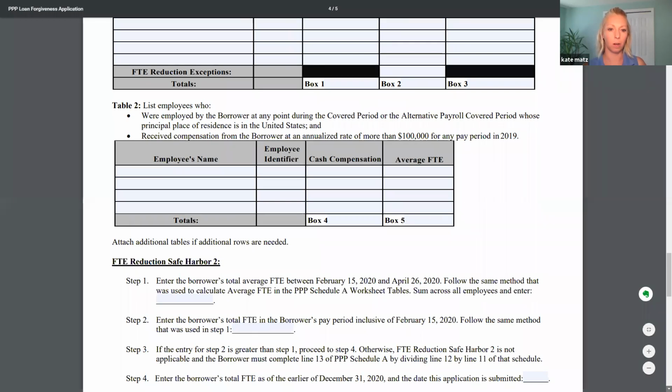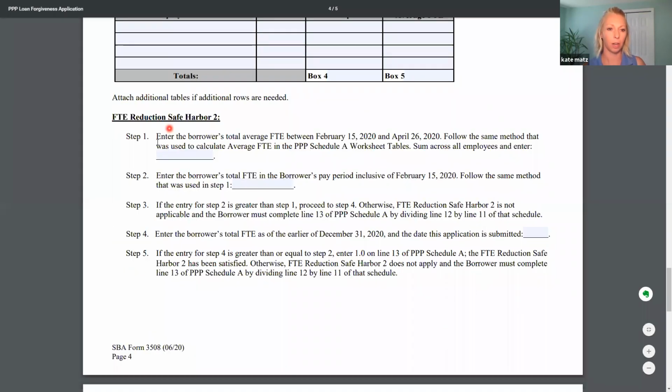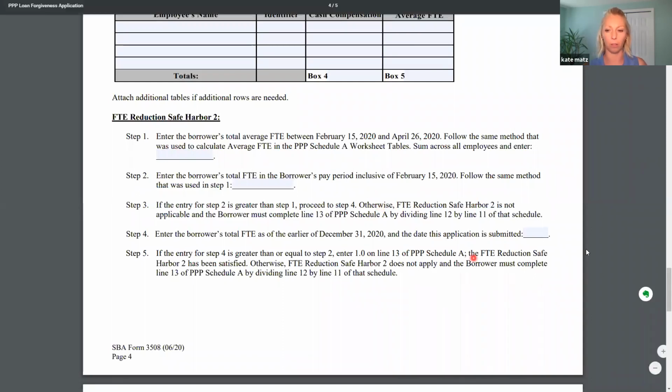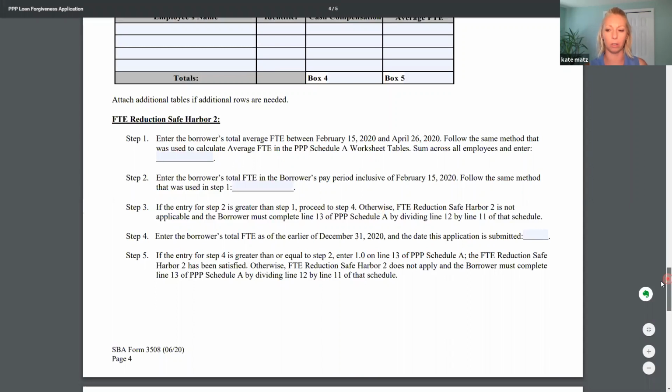At the bottom of this page is some additional information on how the FTE Safe Harbor 2 works. So it walks you through step by step what that calculation looks like. Now, when you really do this, you're going to be filling it out person by person. So again, this is where the calculator really comes in, really is handy because it does all of that math for you in those different comparisons.